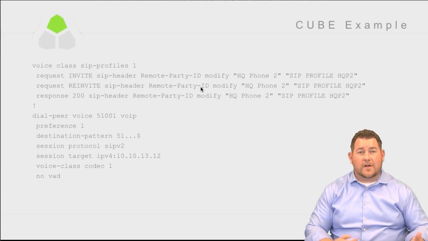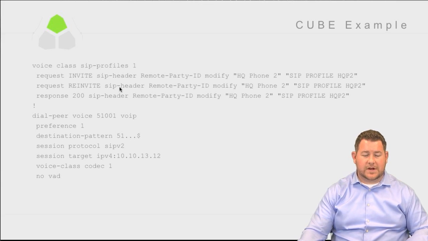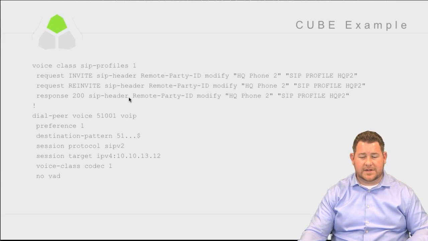So as you send the call out to another dial peer that uses the SIP protocol, it's going to take whatever's in that remote party ID field, if it's HQP2 or HQ phone 2 in this case, and replace that with SIP profile HQP2. We're also going to do that for the re-invite and for any 200 OK messages that come across. So if this is going to be the other party calling you, essentially, you want to be able to respond 200 OK with the correct remote party ID.